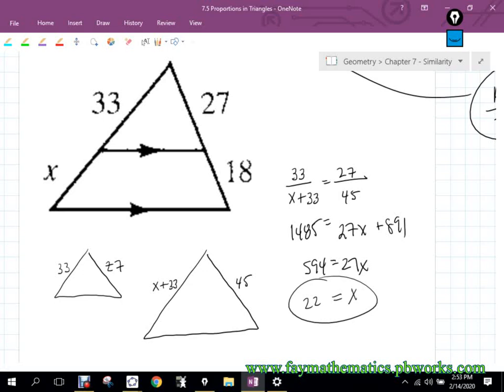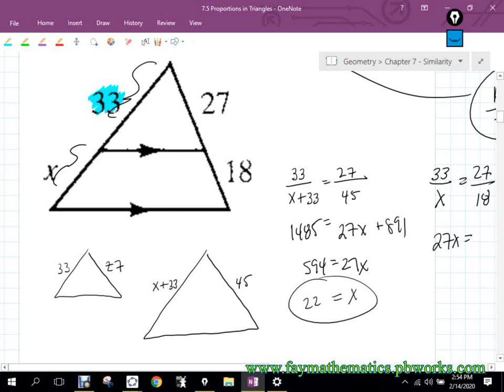Okay? But what we just learned is also allowable, because some people in 7.2 were saying, I'm not going to do it that way. I'm going to say 33 compares to x. So that distance there compares to that distance, just like 27 compares to 18. Does that kind of make sense on how I'm comparing those, or linking those? And they cross multiply and they get 27x. Okay? Well, if I take 33 times 18, it gives me 594. Divide by 27, and x will be 22.